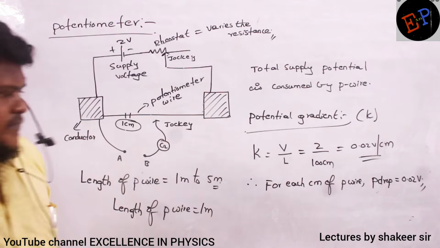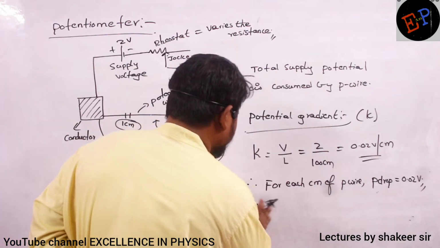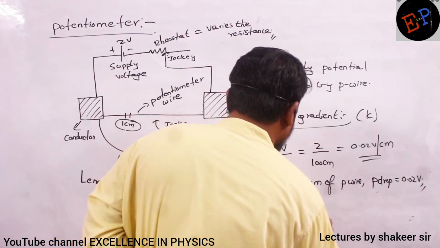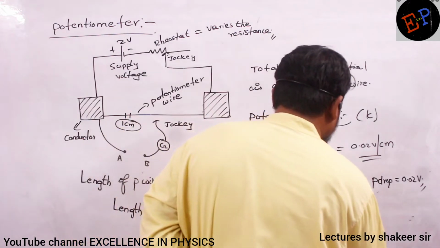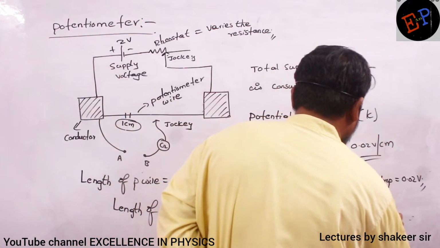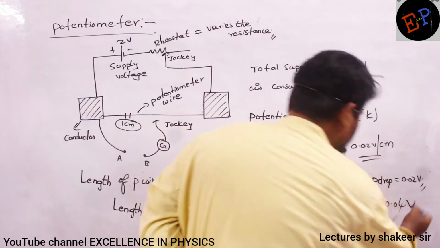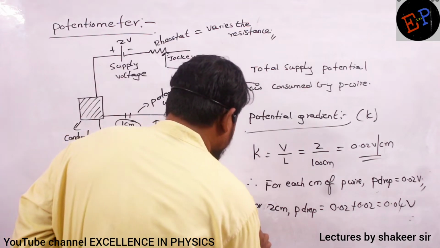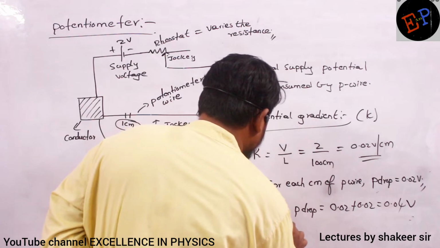Is it clear? Therefore, for 2 centimeters, how much potential is consumed? For 2 centimeters, the potential drop is 0.02 plus 0.02, which is 0.04 volts. Understood? Okay. So therefore, what is the potential consumed or potential drop in half of the wire?